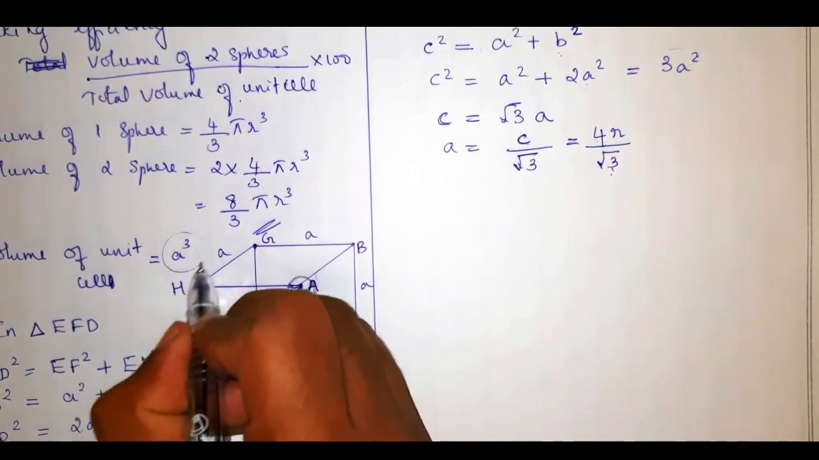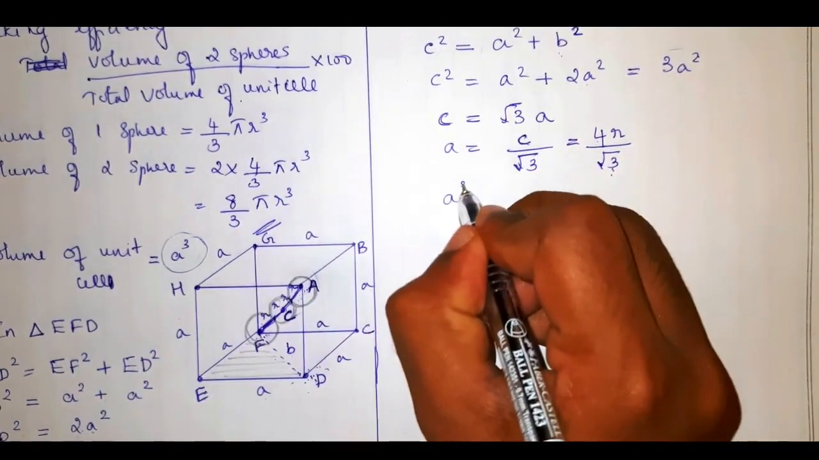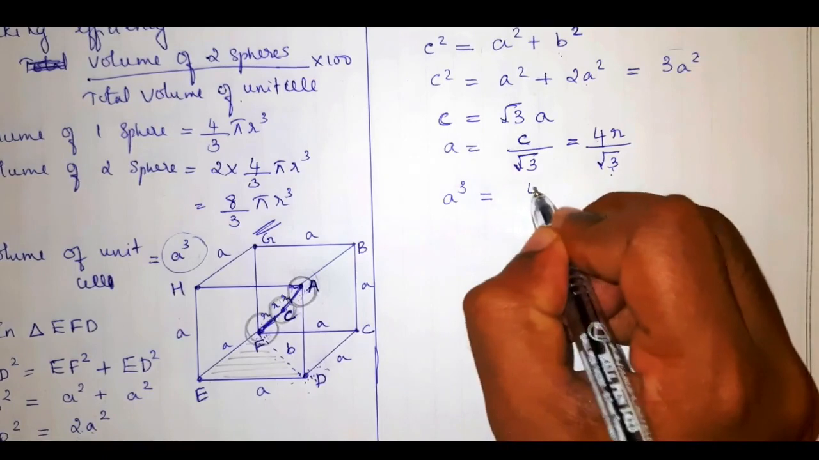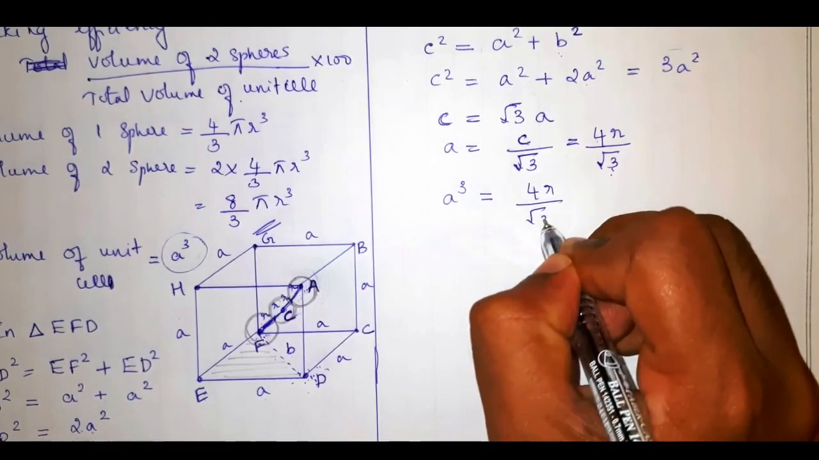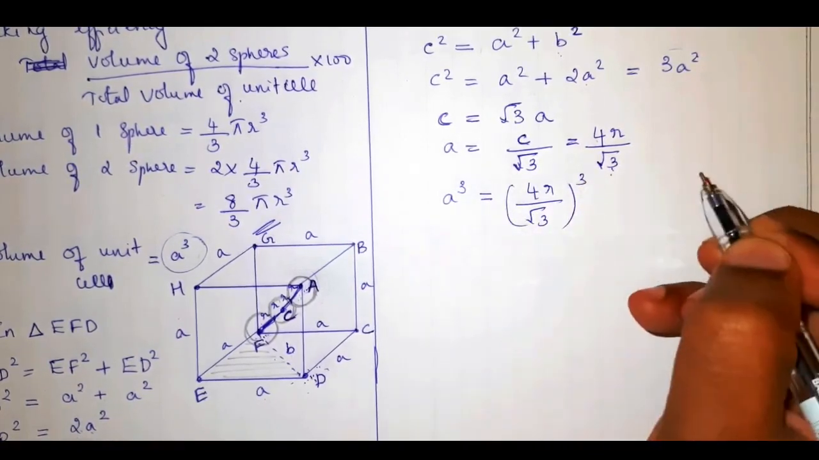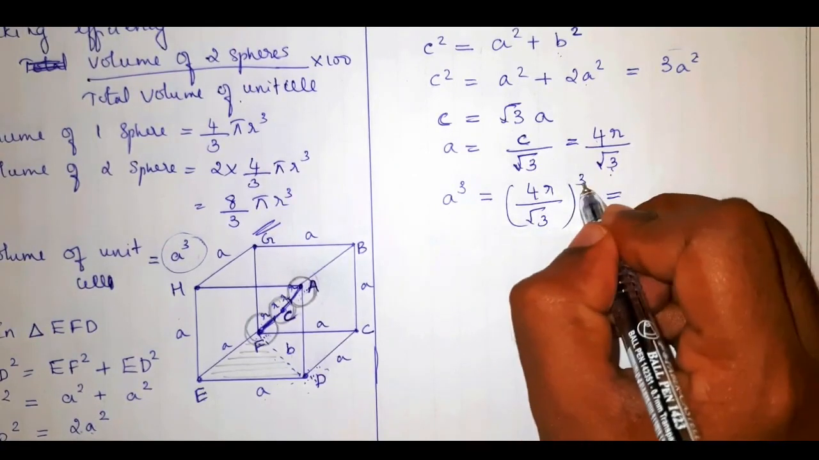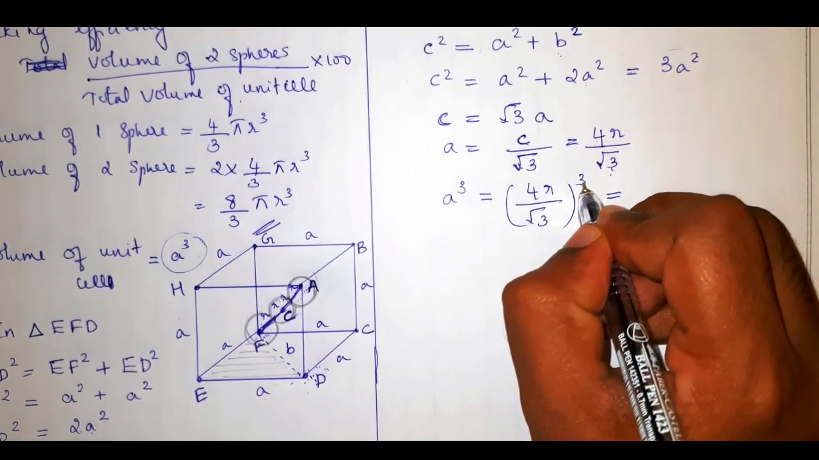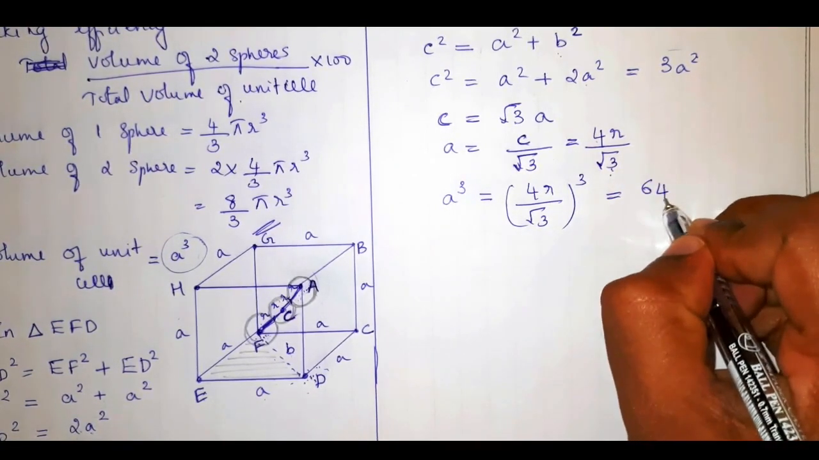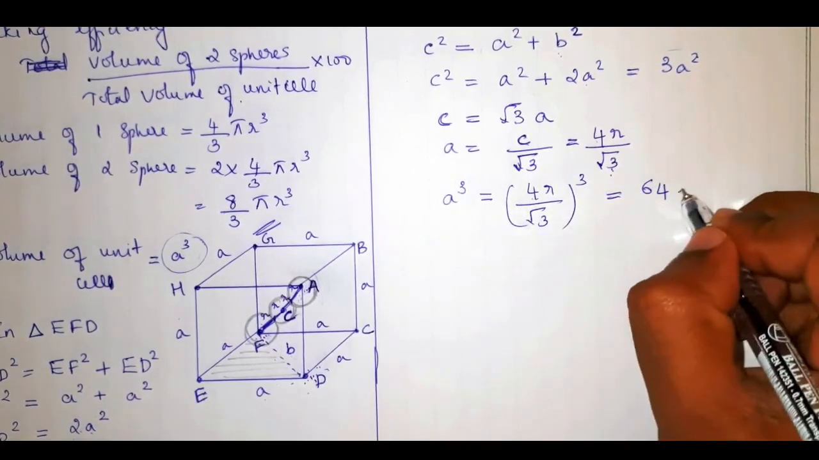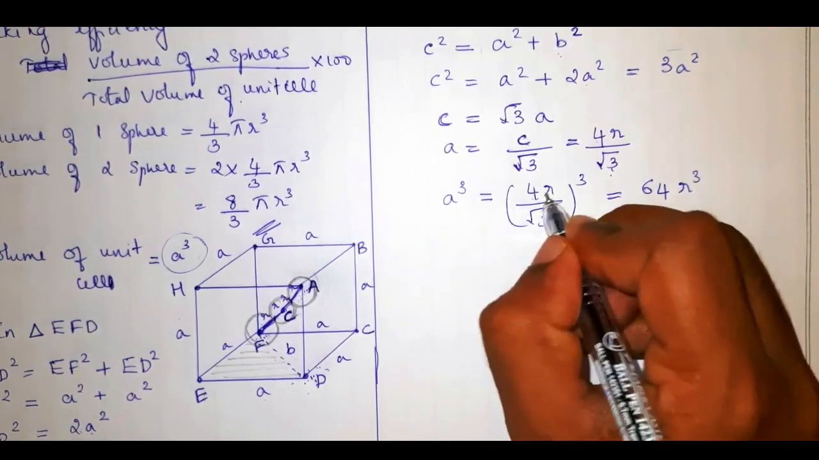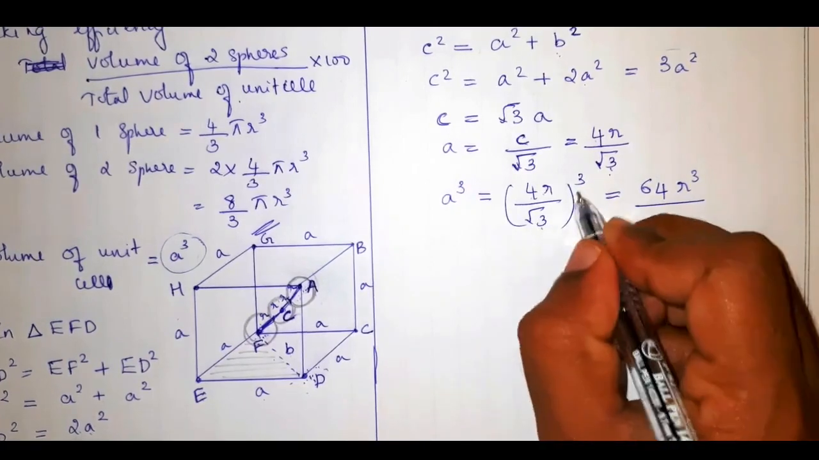Now our aim is a cube, isn't it? So you have to take a cube, which is equal to 4R by root 3, the whole cube. What will you get? 4 cube is 64, so you get 64 R cube divided by root 3 cube.